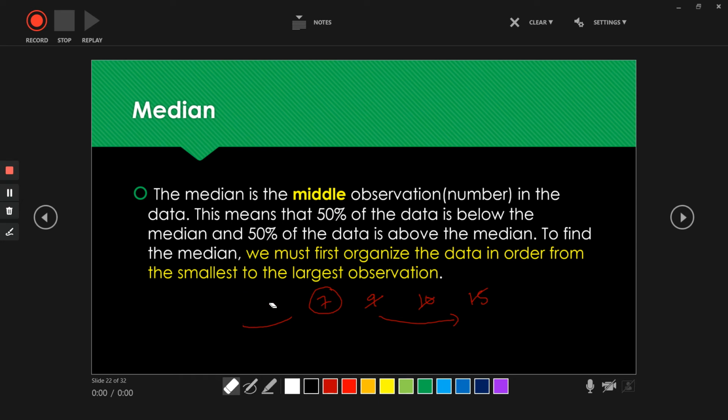If, for some reason, you have 2 numbers in the middle, let's say we counted it off. Oh, whoops, I didn't make one. Okay, we have to put one more number. There we go. So there's 3 on this side, 3 on this side, and there's 2 left in the middle. What you do is you take the average of the 2 left in the middle, and that's your median, okay?